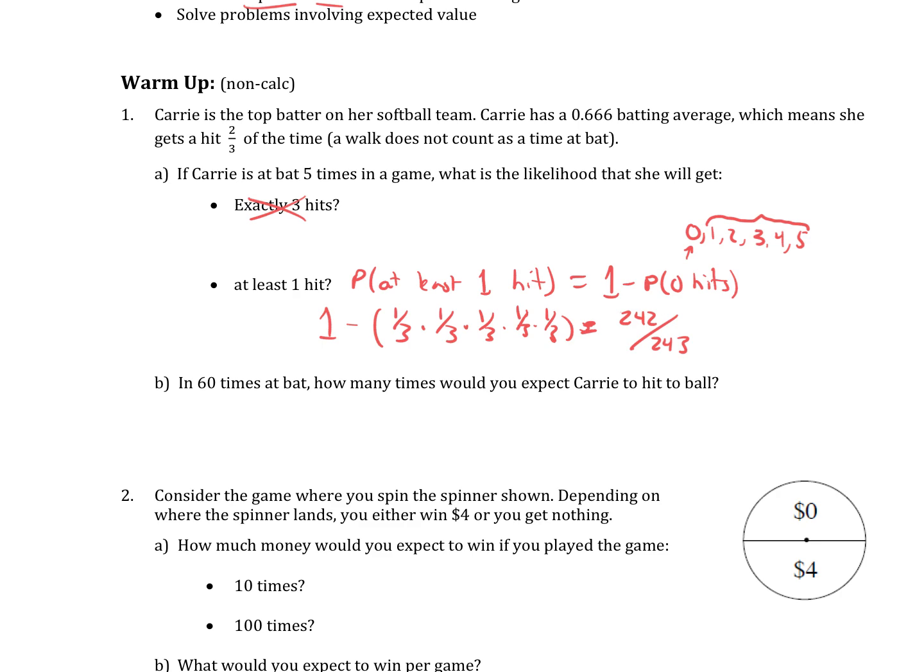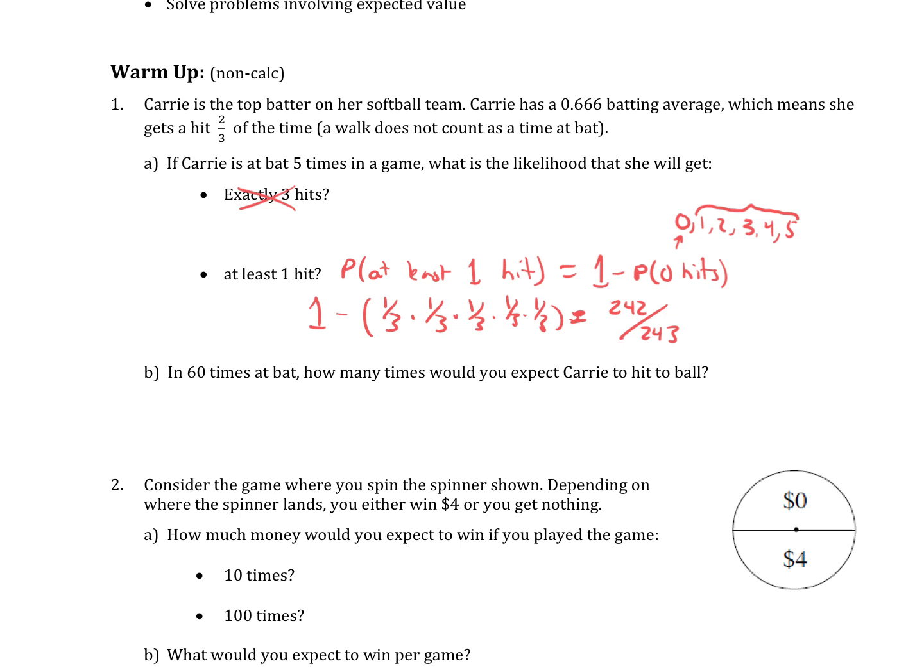In 60 times, okay, now this is kind of new, and I'm doing this one because I want to talk you through this here. How many times did you expect her to get a hit? If she has a 2/3 chance of getting a hit every time she goes to bat, one way to interpret that 2/3 in the simplest terms is, well, if she goes to bat 3 times, you'd expect her to get 2 out of those 3.